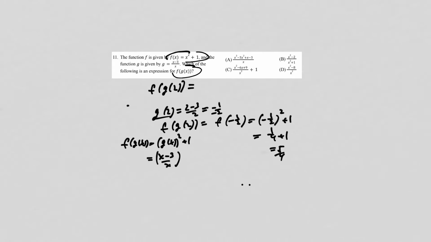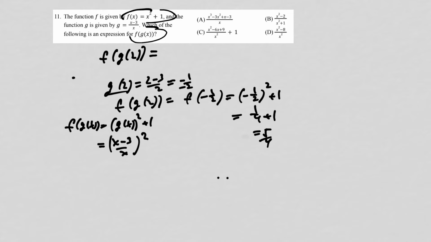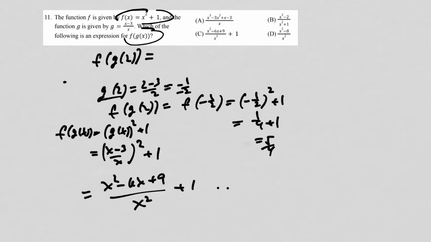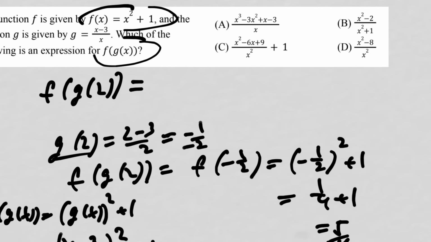Squared plus 1. So this is the answer, except we have to FOIL out, as they say, the numerator: x squared minus 6x plus 9 over x squared plus 1. So I think the answer is choice C.